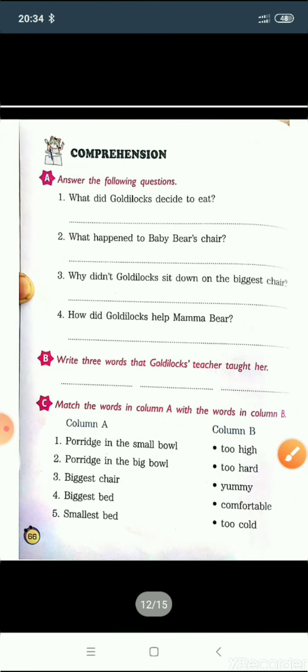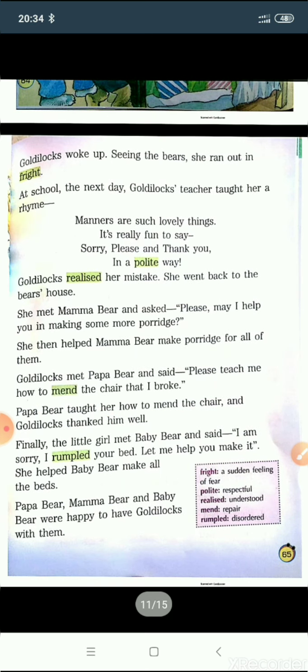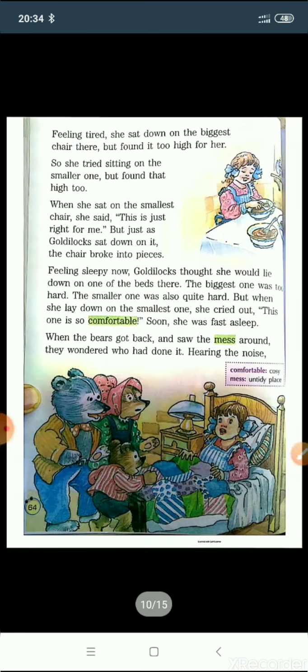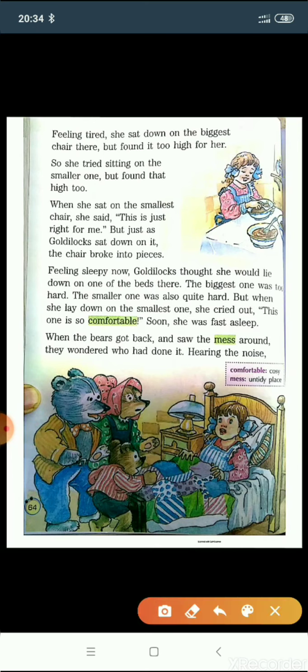Second question, what happened to Baby Bear's chair? Children, Baby Bear's chair broke into pieces. The answer is given on the second page. Here it is written, the chair broke into pieces. Okay, this is the second answer.